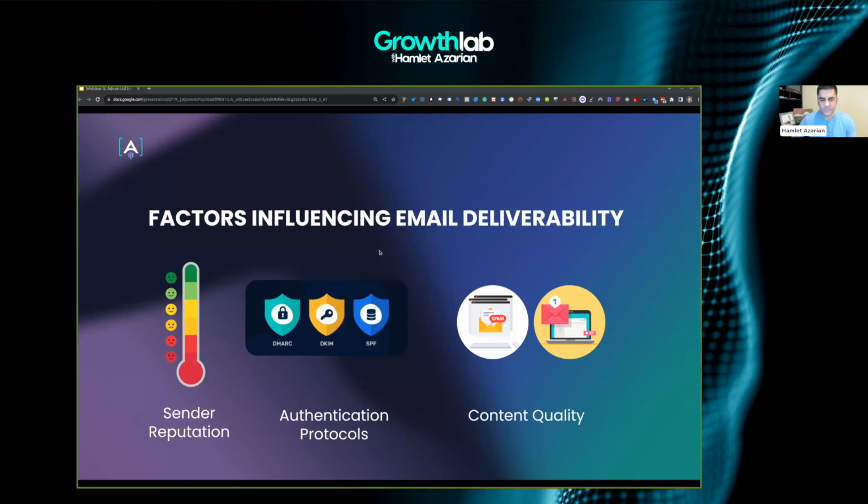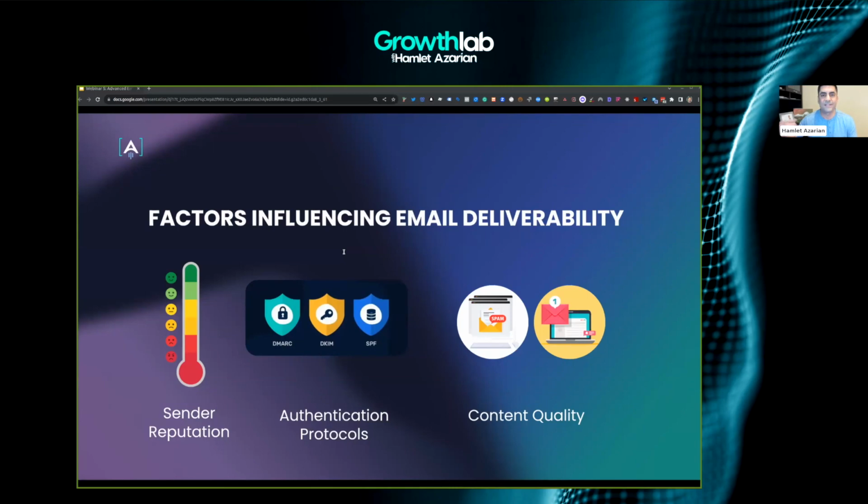Okay. The last is the content itself. One report showed that most people, 69% of people, mark an email as spam based purely on the subject line. So it's really, really important for you to have clear, personalized subject lines. Your content itself should not be triggering anything that would potentially put it in promotions or in spam. So what have you written?